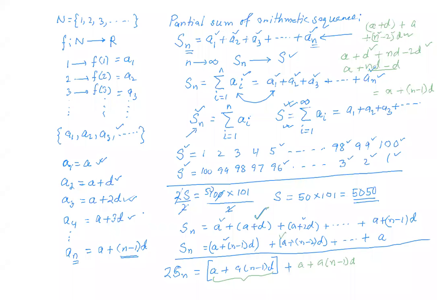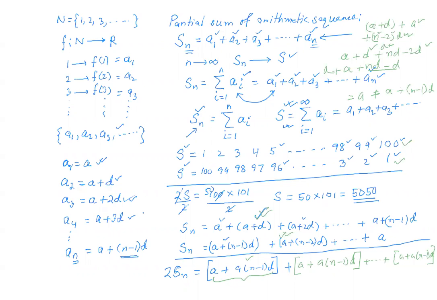I think I forgot to write an extra A here. There is A plus D, and then there is this other A, so this should be another A. If you add this with this, you get exactly the same thing you got here. It's kind of like getting 101 every time. If you add this number and this number, you get A plus A plus n minus 1 times D.